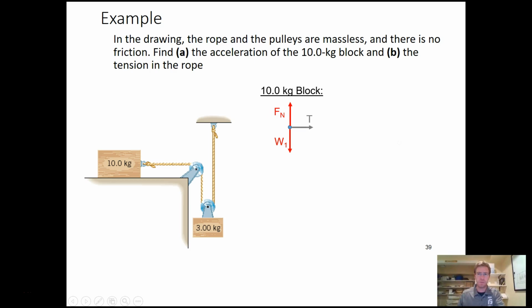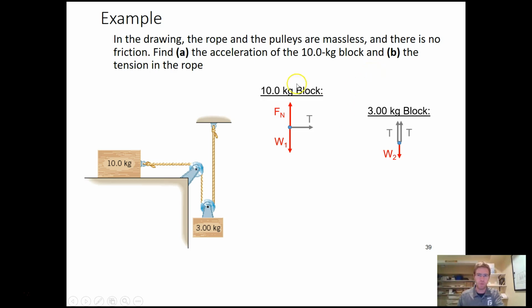Now for the 3 kilogram block, what forces do we have? Once again, we have the weight, we'll call it W2, for the 3 kilogram block going straight down. And we have tension pulling up on the left, and again, a second tension pulling up on the right. Because of that pulley, the string or rope in this case is pulling up on both sides. So you have the tension acting twice on the 3 kilogram block.